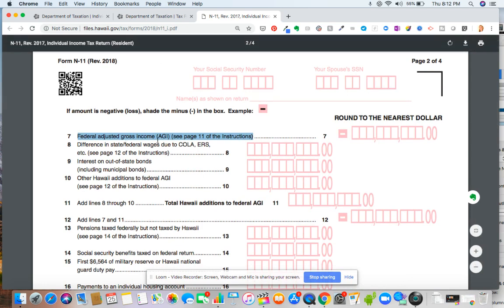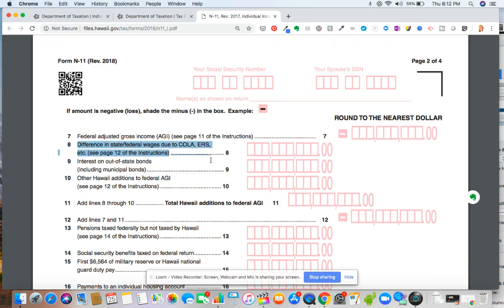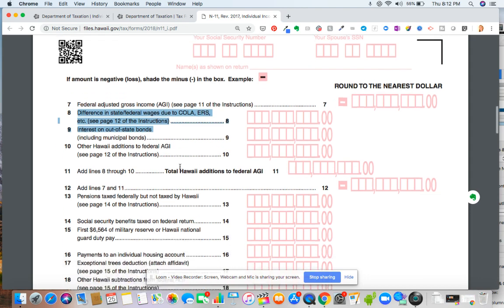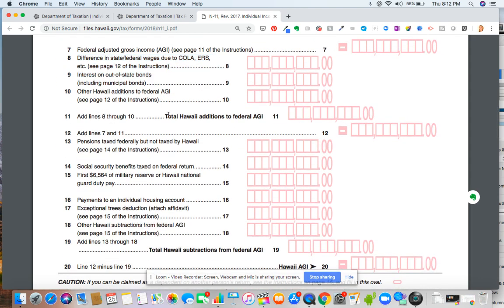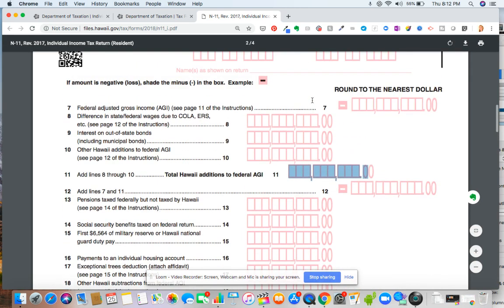So we start with federal adjusted gross income. And then any differences in wages. Essentially, we're looking at all of the income and deductions and looking, is there anything that needs to be added back? Other Hawaii additions to federal AGI. Some of these can be fairly complicated. If you have something like pension, or for some reason something that was excluded from federal, that would be included for state. Then down here, this says total additions. This is a sum of all of these amounts that need to be added.